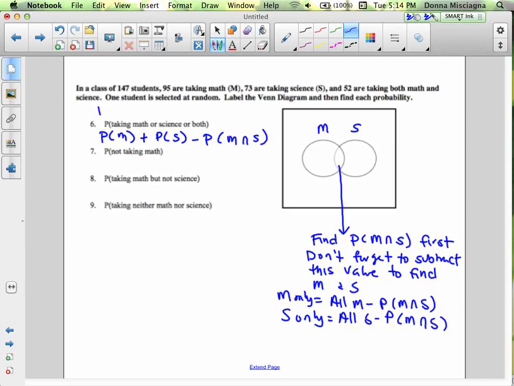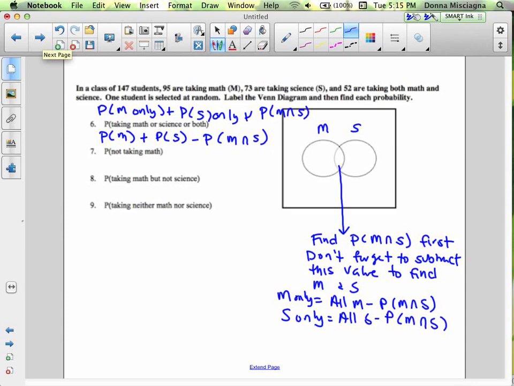Unless you count just math, just science, and both. So the other way you can think of it is probability of math only plus probability of science only. I should just put S only. And then plus the overlap.